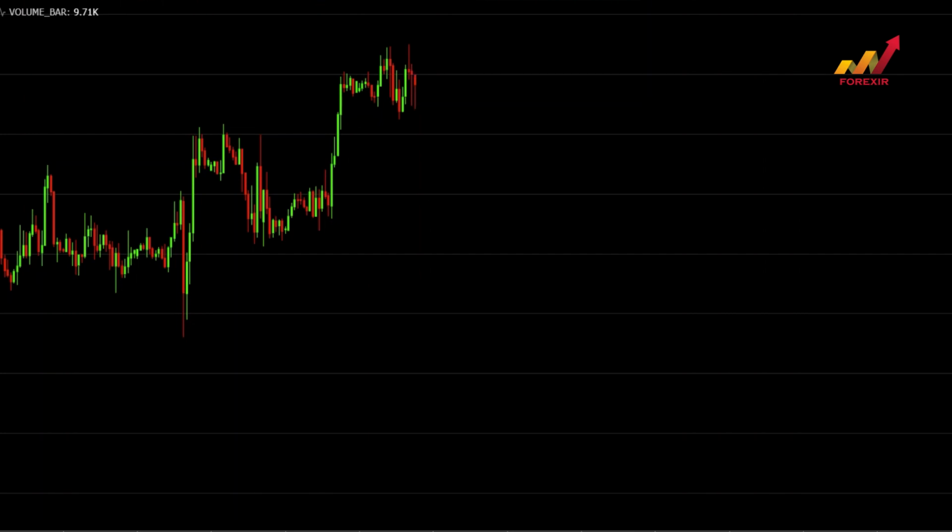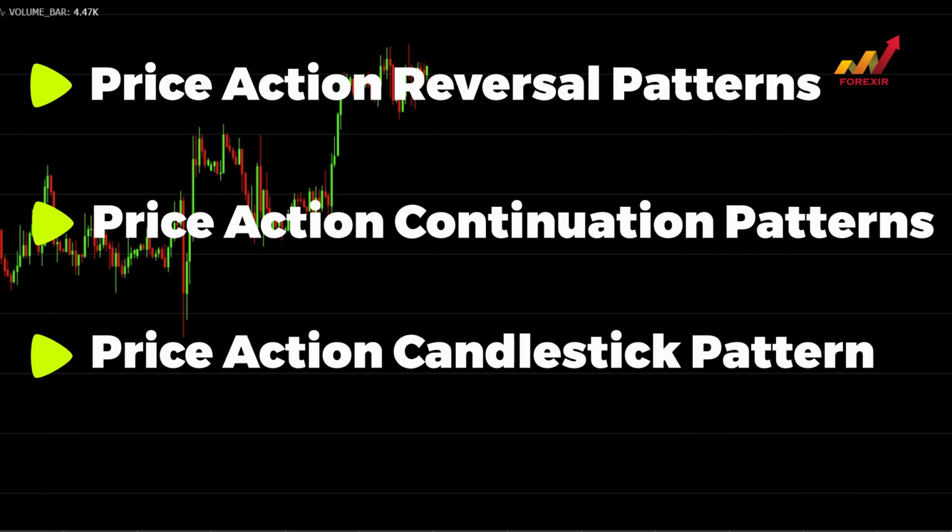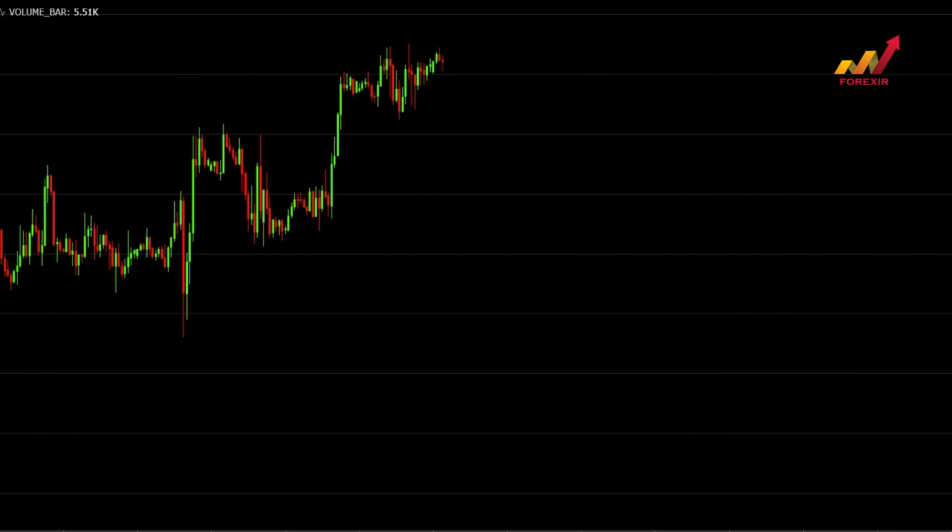There are three basic types of pattern that can form in the market: price action reversal patterns, price action continuation patterns, and price action candlestick patterns. Today I'll start by first showing you what the most important price action reversal patterns are, followed by which continuation patterns you need to have knowledge on, and finally I'll show you the two most important price action candlestick patterns you need to watch out for in the market.